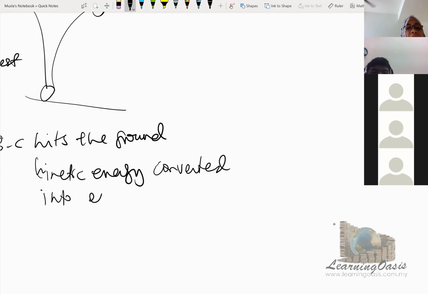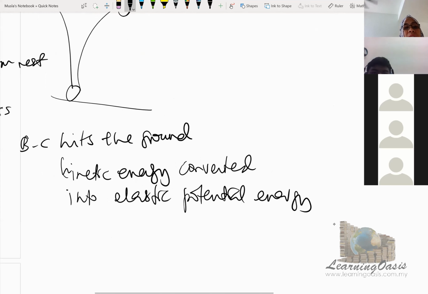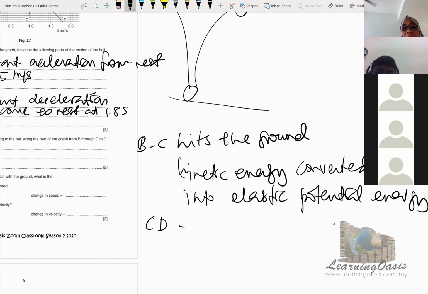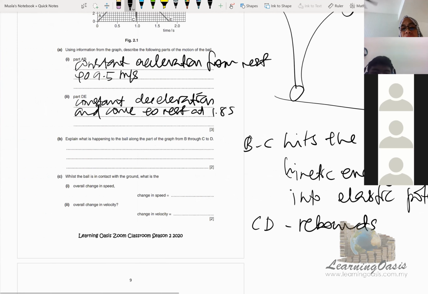Elastic potential energy, between C to D, what happened? It bounces back. It rebounds. Right, that's it. It rebounds. Okay, so this is 2 marks.